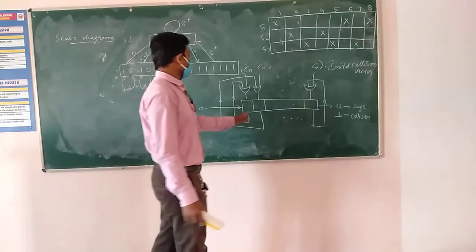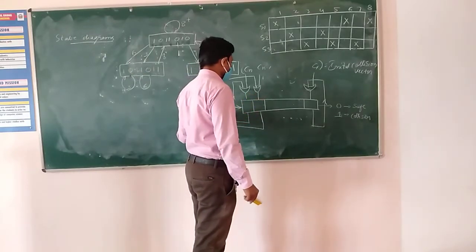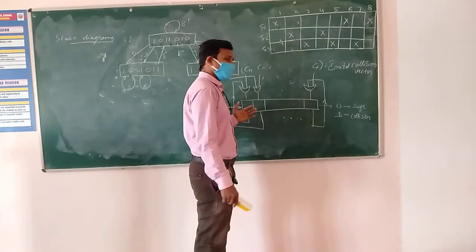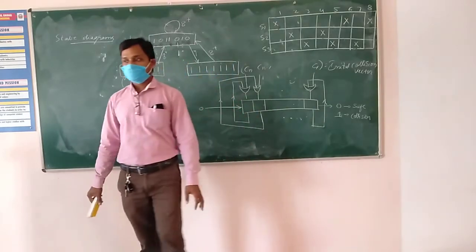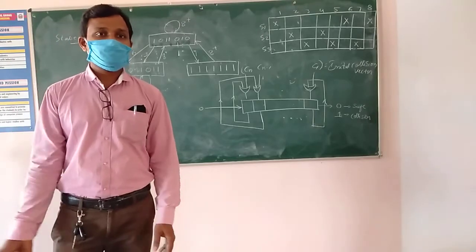So this is the shift register. These are the OR gates, and this shift register holds the next state. Okay. So that is how we can implement it at the hardware level.